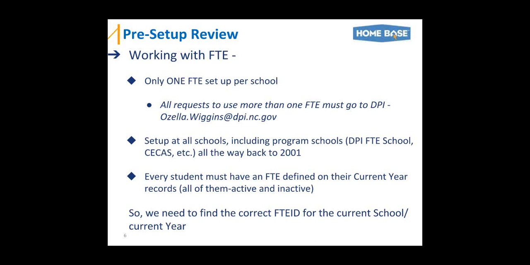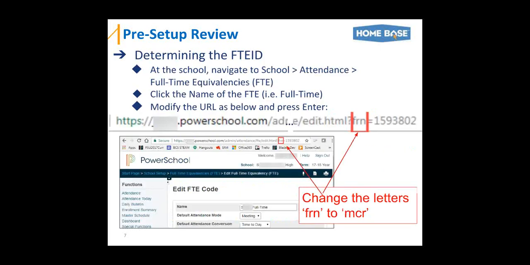We need to make sure we set up FTEs at all of our schools and our program schools all the way back to 2001. That works along with what I talked about, creating the years and terms. Every student has to have an FTE defined on their current year record. Even if they're inactive, all of them have to have an FTE defined in their current year. So we need to find the correct FTE ID to make sure all the students have the correct one identified for them. The next piece is, how do we determine that FTE ID?